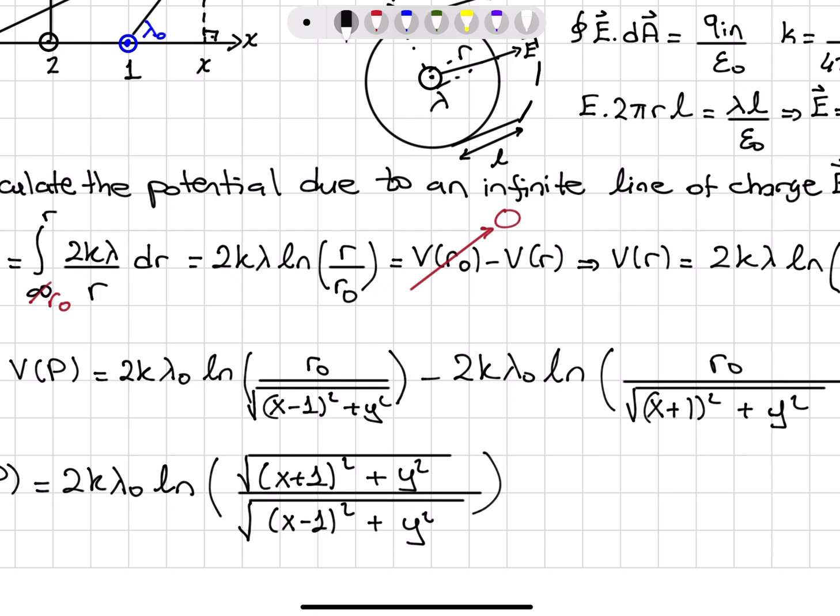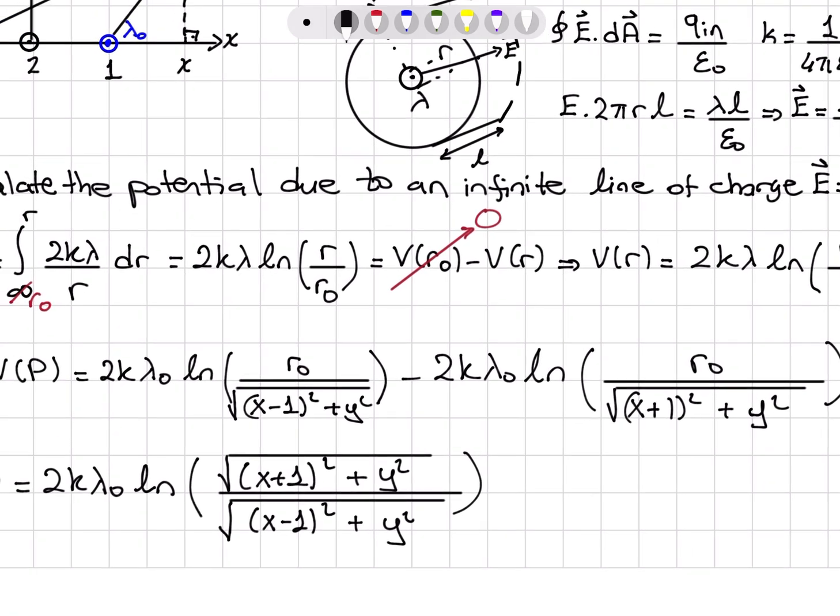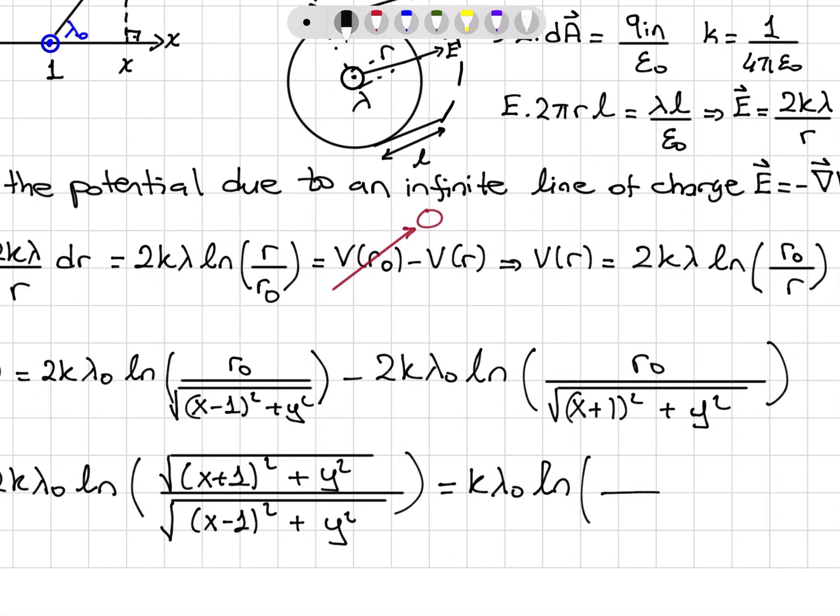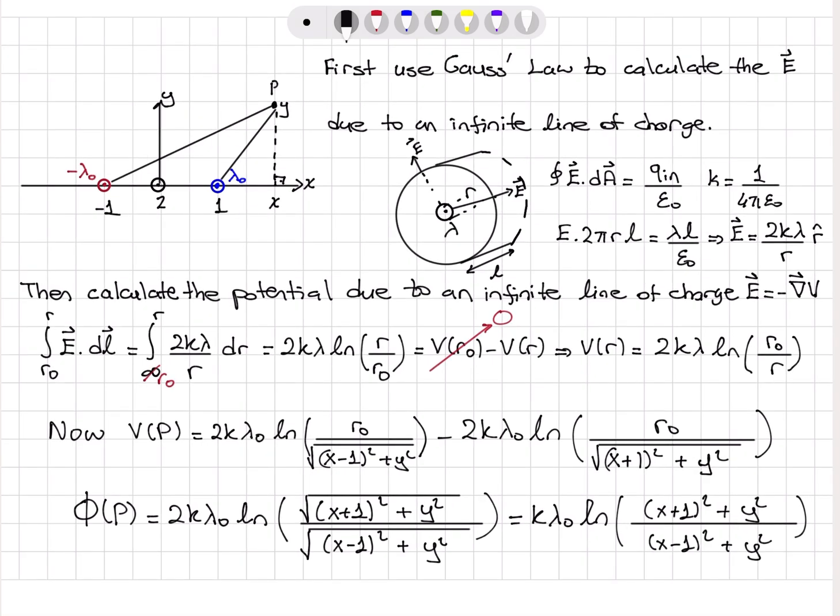And that means I have the square, everything under the square root here. So that means I can take the square root out of the natural logarithm as 1 over 2. It's to the power 1 over 2. So this 2k lambda 0 becomes k lambda 0. And I have inside the natural logarithm (x plus 1) squared plus y squared divided by (x minus 1) squared plus y squared. So that's my potential distribution.